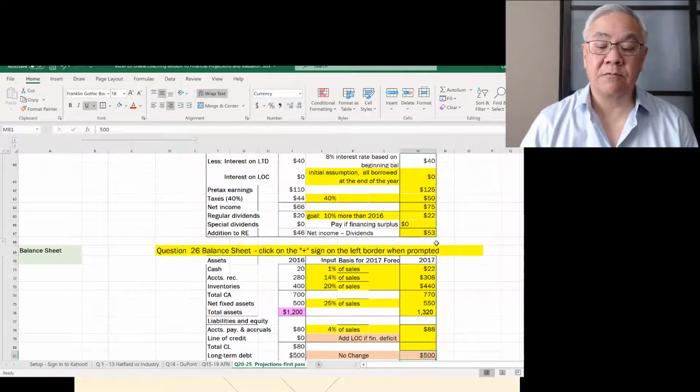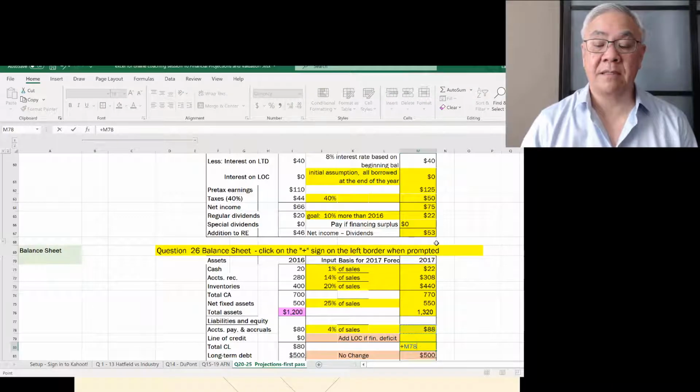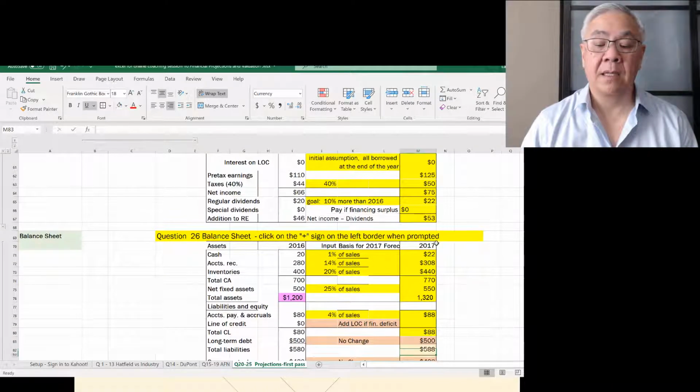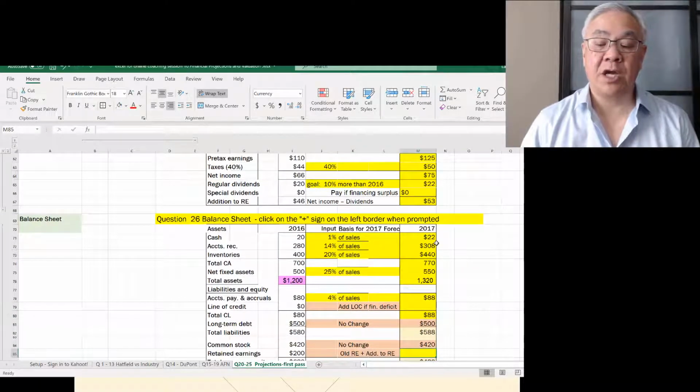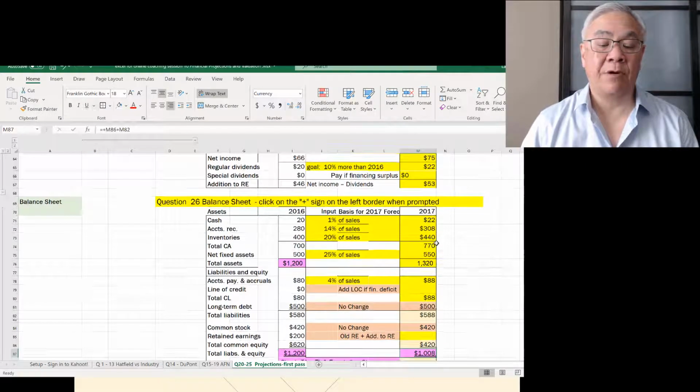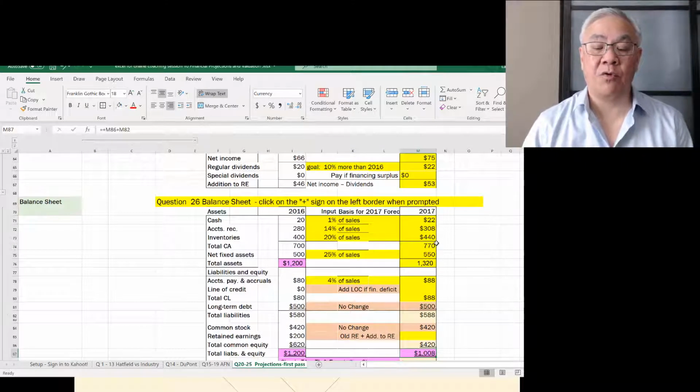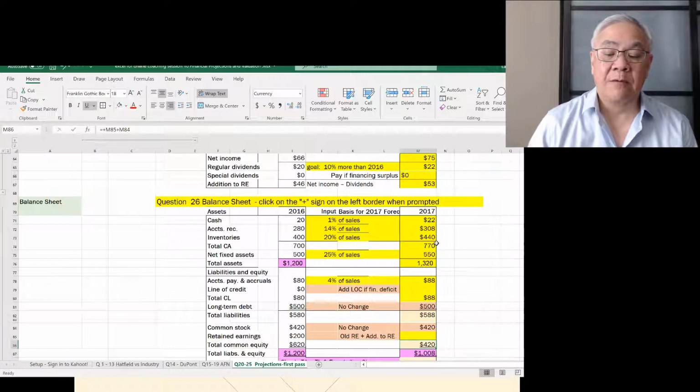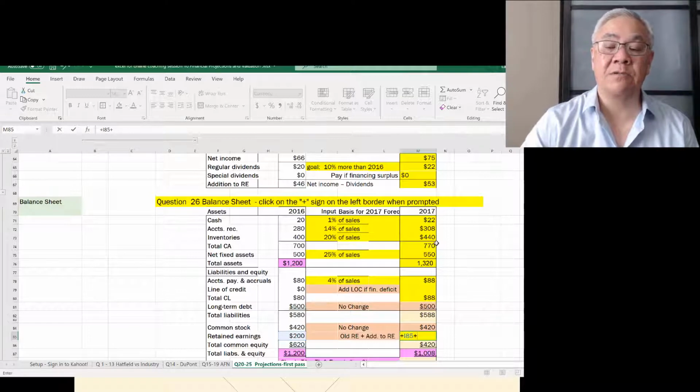And next we have a line of credit. If we need money, we don't know anything about that yet, so we just leave that be. Total current liabilities are payables plus line of credit. The long-term debt is no change. We're given that, and we're not allowed to sell more stock or issue more bonds. Retained earnings is last year's retained earnings plus this year's change in retained earnings, which we just figured out above, which is 53.